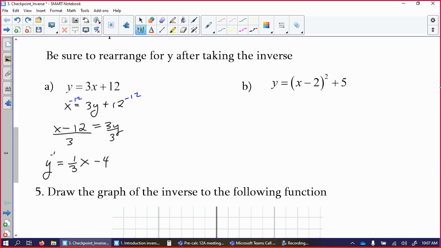For a parabola, same idea, or a quadratic, any function really, it doesn't matter. It's just we have higher order. We can do these for all sorts of things. So x equals y minus 2 squared plus 5. Move the 5 over.